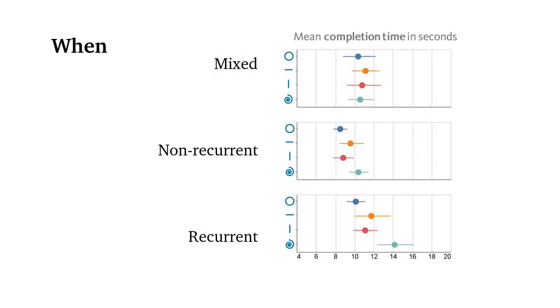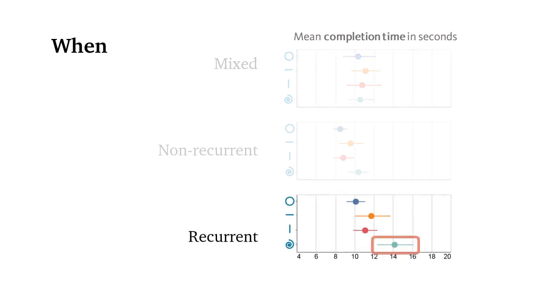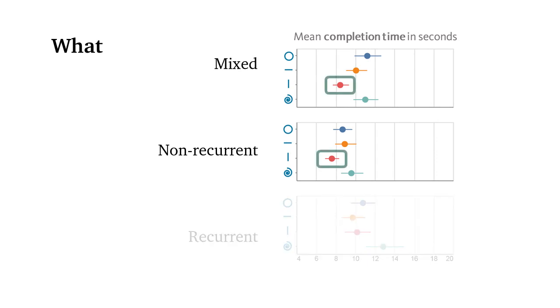In terms of timing, in the when task, where participants were asked to find out the date in which a specific event happened, with a mixed dataset, the choice of shape doesn't influence the results. With the recurrent dataset instead, spiral proved to be the slowest shape overall. In the what task, where users were asked to find an event based on a date, vertical timelines were the fastest for mixed and non-recurrent datasets.